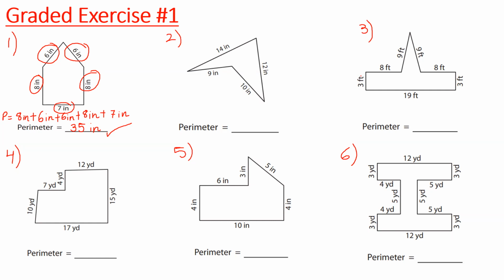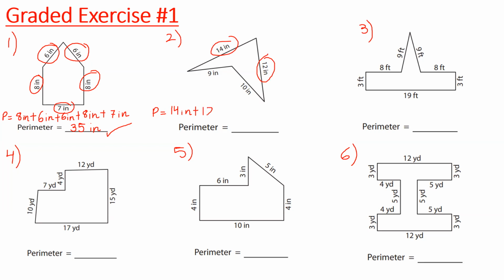All right, so let's move on to the next one. Anyone help me with number 2? What do we get for number 2? Okay, 45. Go ahead, Shion, how much do you have? 45 inches. So it's 14 inches plus 12 inches plus 10 inches plus 9 inches equals 45 inches.